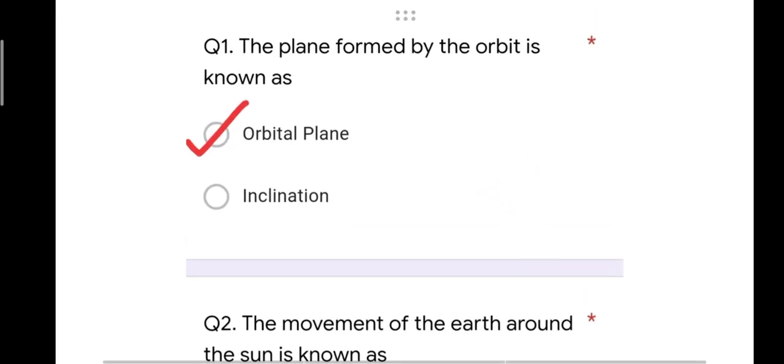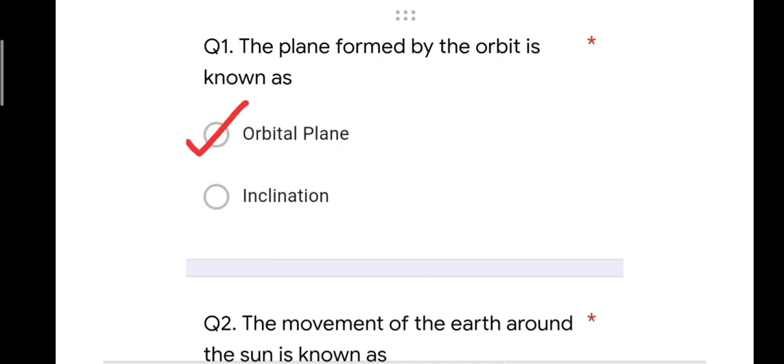So, the first question was: the plane formed by the orbit is known as, and there were two options, orbital plane and inclination. So here children, the correct answer is orbital plane. So the plane formed by the orbit is known as orbital plane.